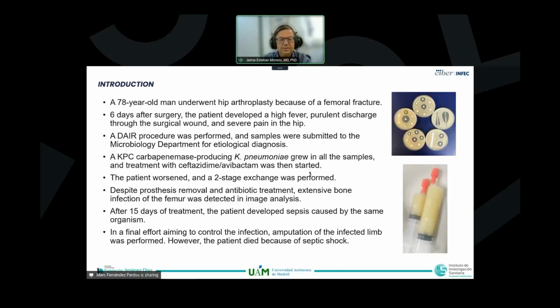And despite prosthesis removal and antibiotic treatment, the infection was progressive, and 15 days after the start of the treatment, the patient developed sepsis caused by the same organism, and even when amputation was performed, the patient died because of septic shock. This case explains the problems that can appear with the diagnosis of prosthetic joint infection, which is a very important problem these days, as we can see in the next slides.